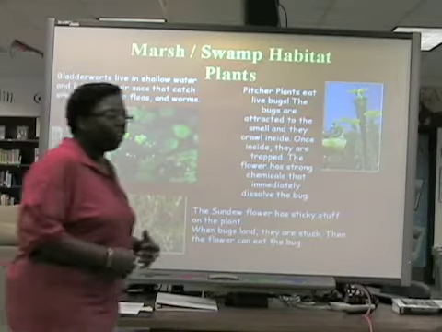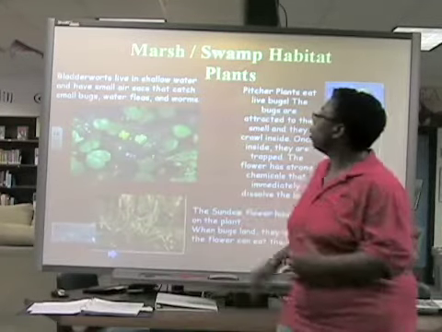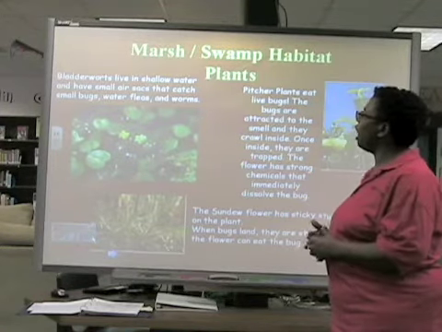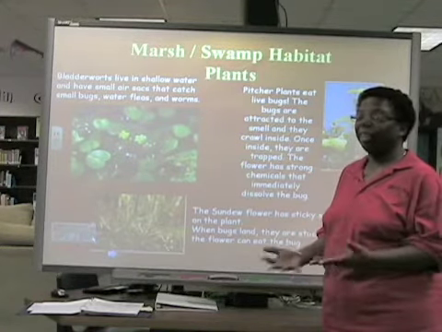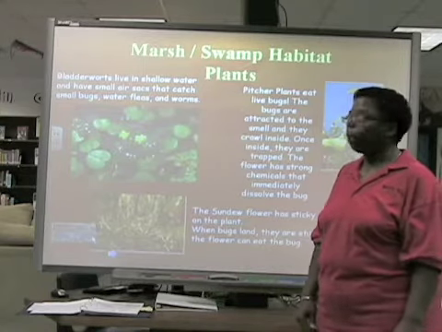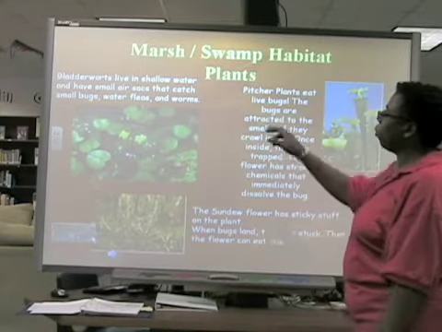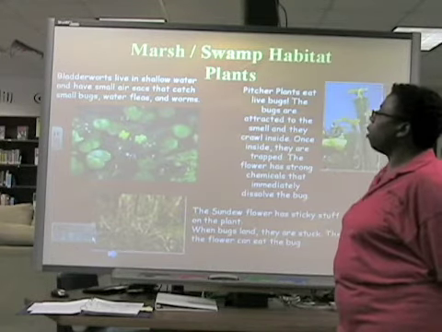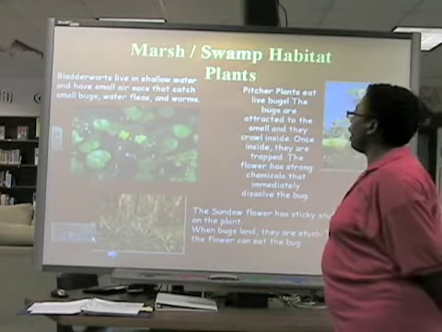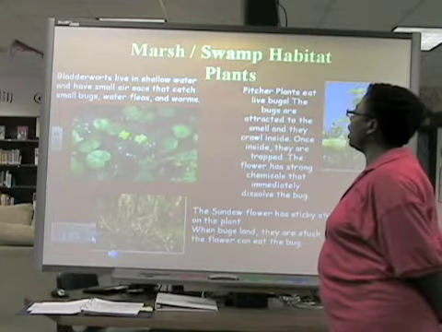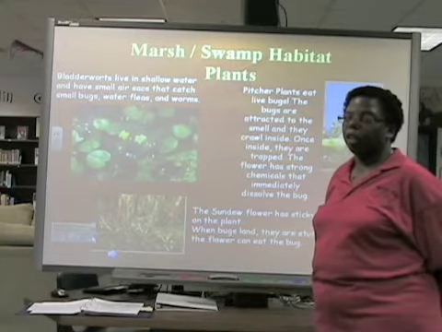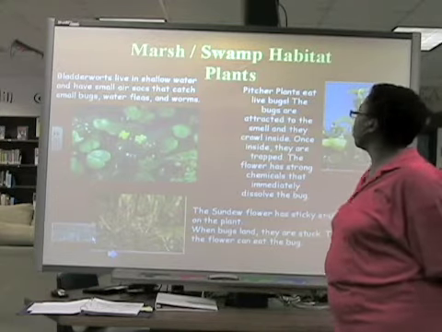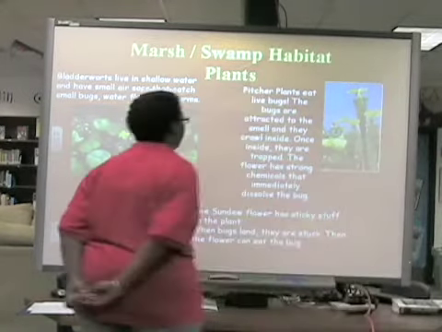Now, I love learning about the marsh and swamp habitat within the coastal plains region because they have some unusual plants that you just don't see every day. Now, one of those is the bladderwort. It says bladderworts live in shallow water and have small air sacs that catch small bugs, water fleas, and worms. A plant that's carnivorous. That's unusual to me.